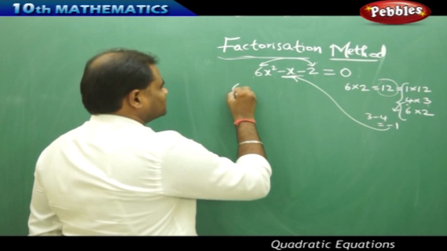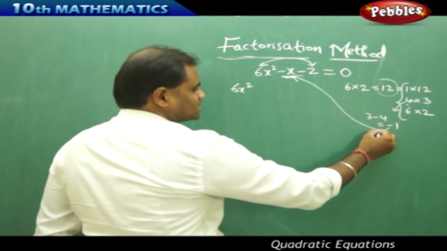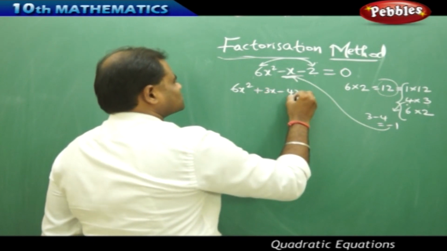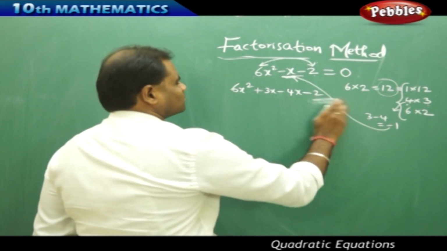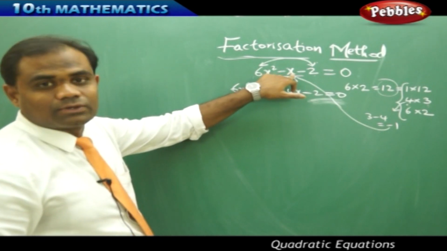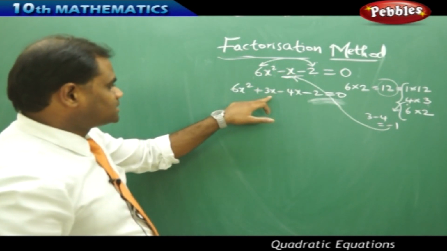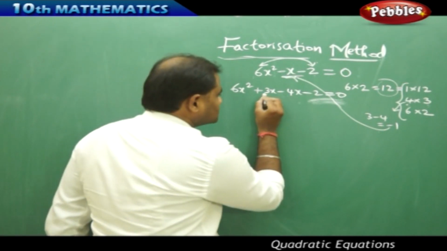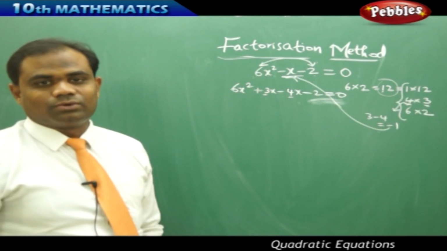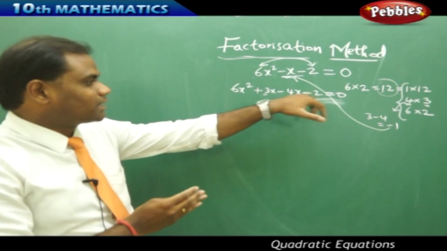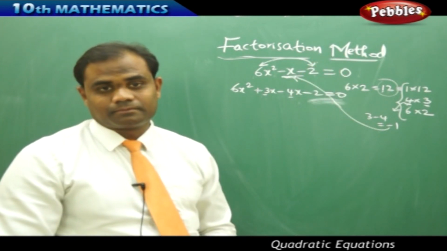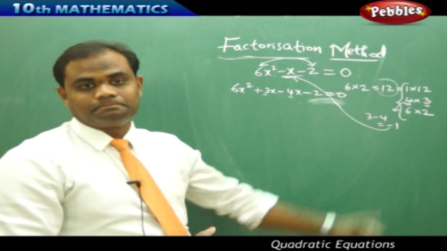Therefore, when I split this, minus x can be split as plus 3x minus 4x minus 2 equal to 0, because 3x minus 4x is minus x. So indirectly, minus x, I can write it as 3x minus 4x, so that the factors 3 and 4 as obtained for 12 here will help in factorization. So indirectly, when I split x in the form of the factors of 12, then only factorization is possible through the factorization method. Very important to note here.